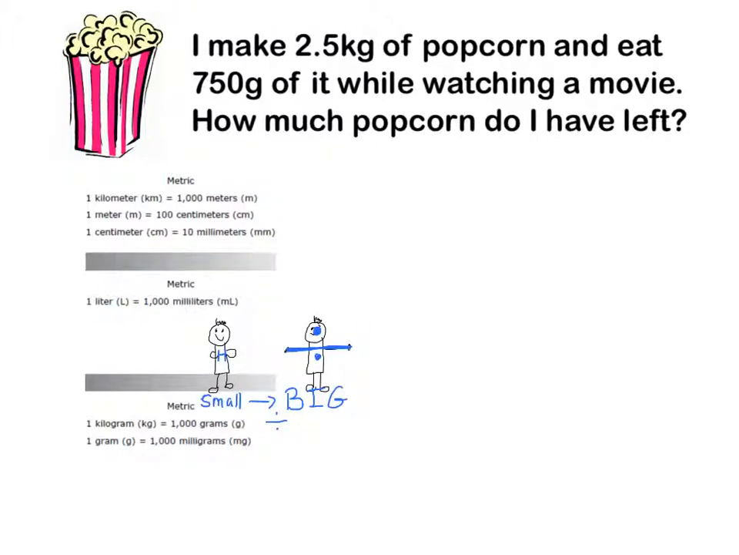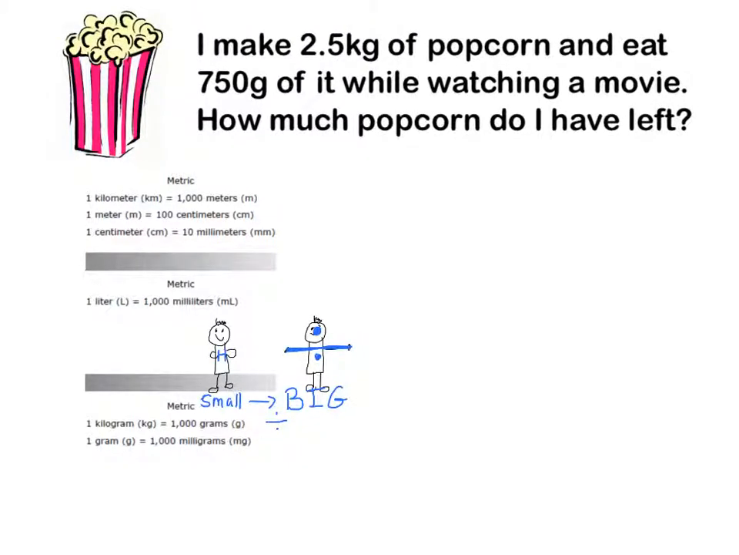Now I'm going to go ahead and just show you the opposite direction in case your answer choices are listed in kilograms. So what I'll need to do first is convert that 750 grams to kilograms so that they're in the same unit, so that then I can go ahead and do the math operation afterwards. So let's take 750 grams and we want to change that to kilograms.